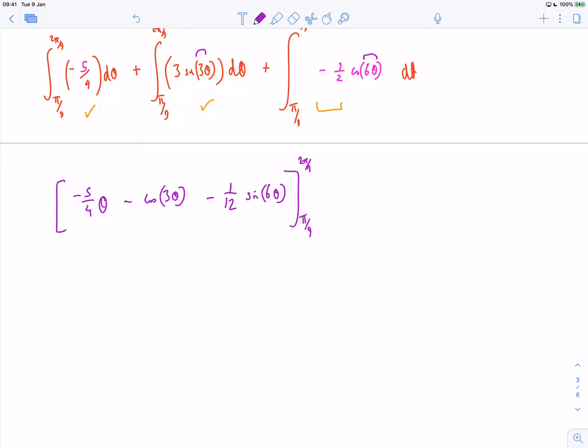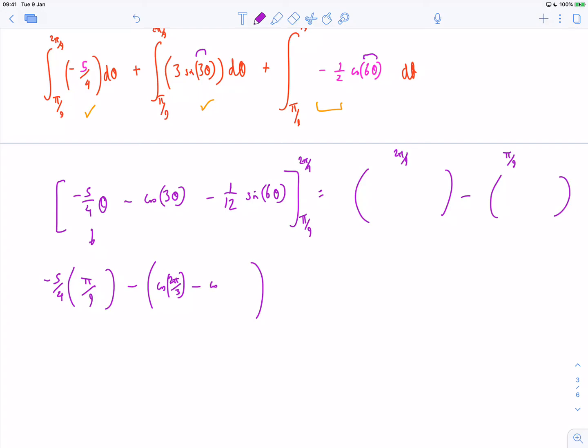So, let's deal with this bit first. Now you could do the whole brackets, minus brackets, where this is 2 pi ninths, and this is pi ninths. But what I'm probably going to do is, for the first term, it's just minus 5 quarters of 2 pi ninths minus a pi ninth, which is just a pi ninth. So that's that first term done. Minus, and then I've got cosine of 2 pi ninths times 3, which is 2 pi thirds, minus cosine of pi ninths times 3, which is a third of pi.